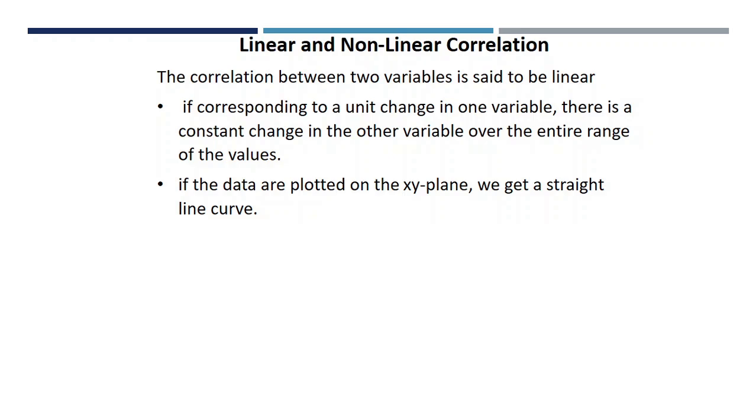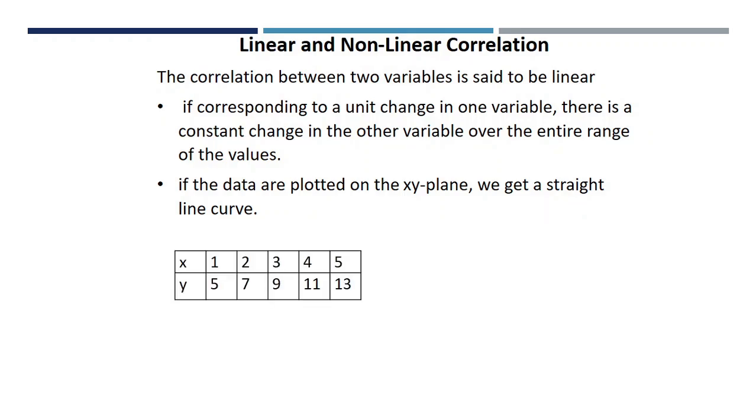The correlation between two variables is said to be linear if, corresponding to a unit change in one variable, there is a constant change in the other variable. And if we plot the data in the xy plane, we get a straight line in this case. For example, these are the x and y values given, and x is the independent variable and y is the dependent variable. While plotting the graph, we will be plotting the independent variable on the x-axis and the dependent variable on the y-axis. This table can be represented mathematically with the expression 2x plus 3.